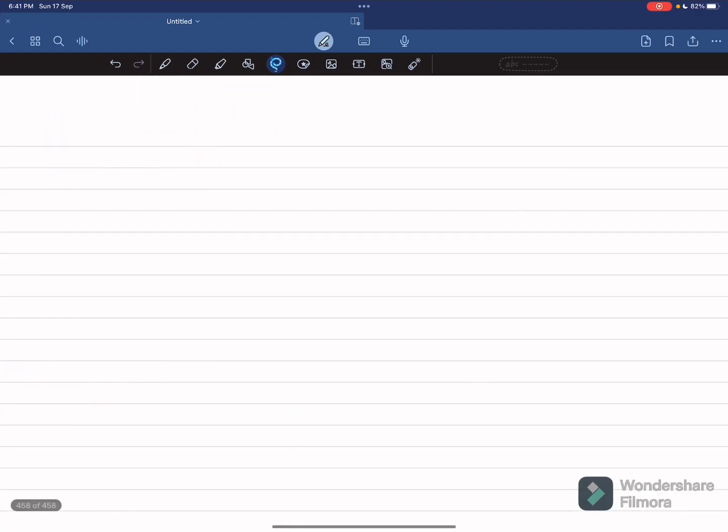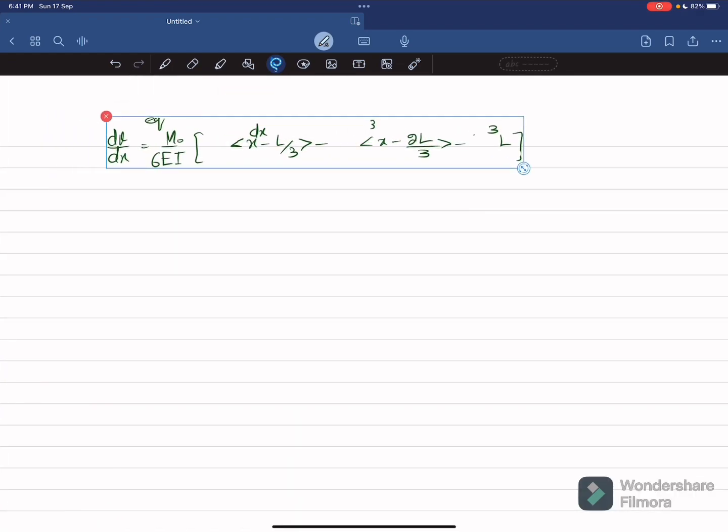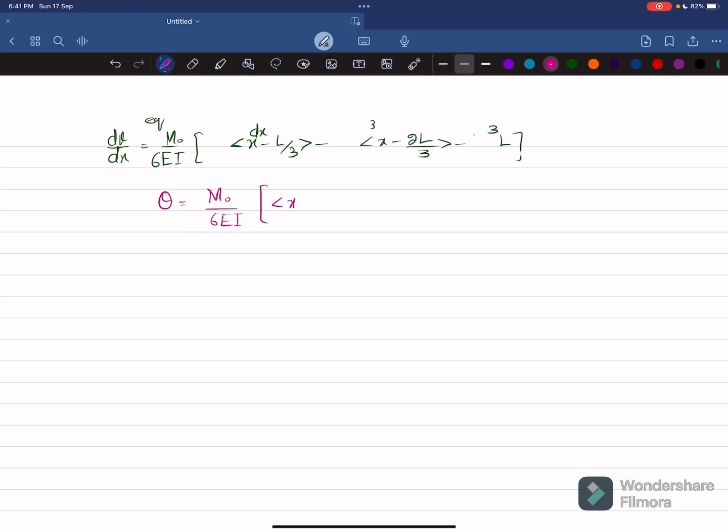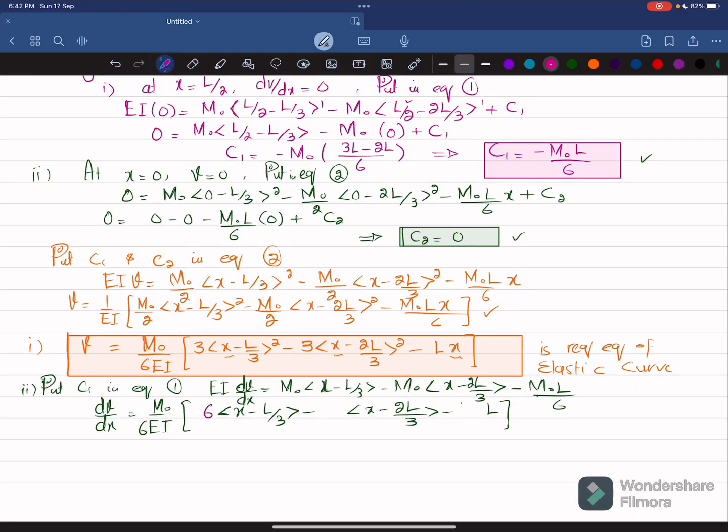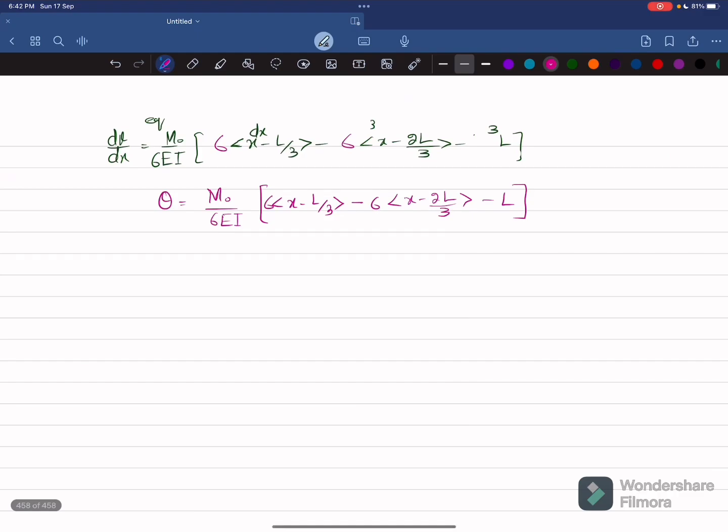Copy it and I will paste it over here. So you will get this dv over dx is equal to slope. Okay, dv over dx is equal to slope, and that is equal to m naught over 6ei into x minus 6 minus xl by 3 minus 6 into x minus 2l by 3 minus l. Here is 6. So kindly make a correction here. When you take 6, here you will be having 6, because when you multiply it, you will get the same equation. Okay. So this is the slope equation.